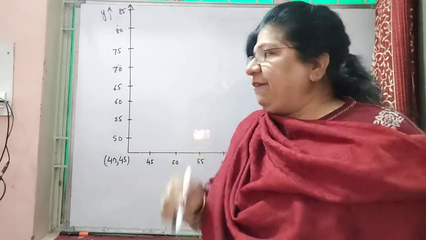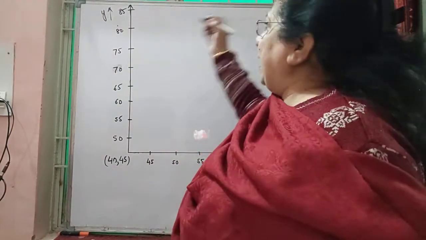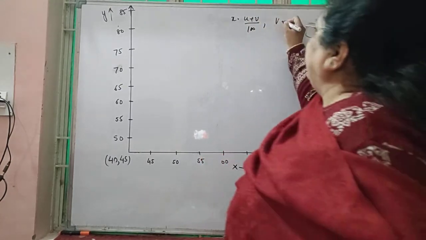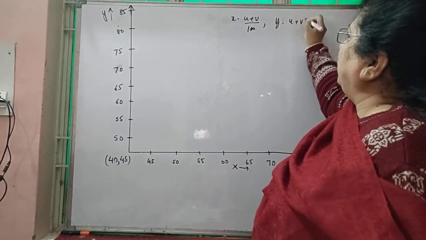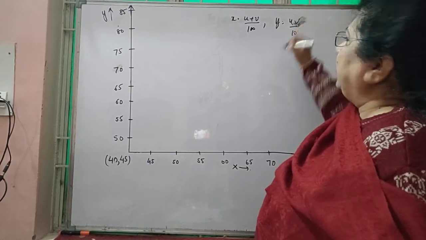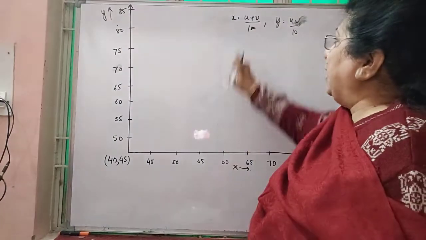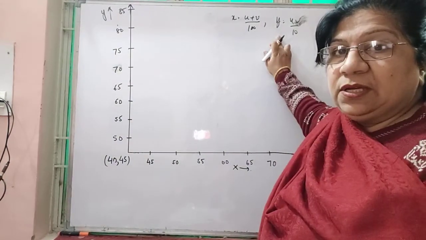Okay, I have given you this formula. To sum, I have given this formula: x is equal to (u plus v) upon 100 and y is equal to uv upon 10. This formula can differ, and when it differs, the value of x and y will change.